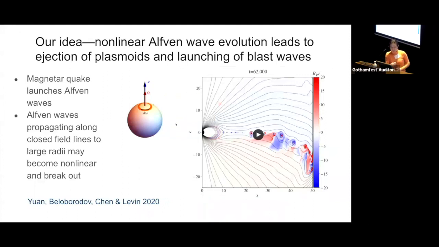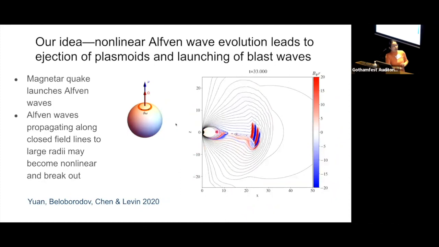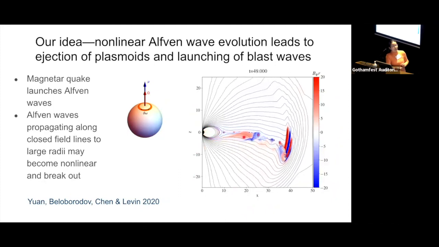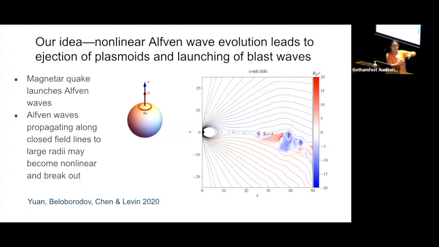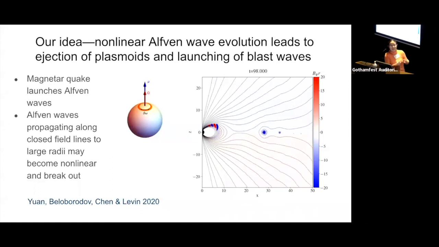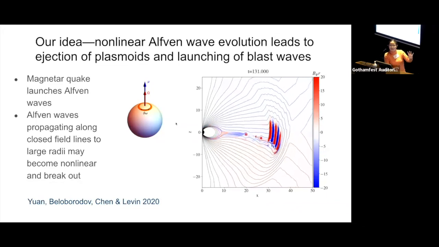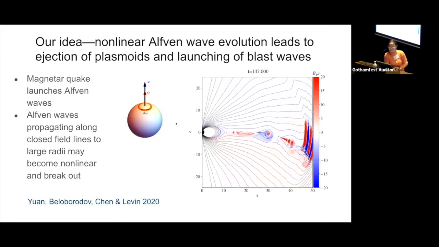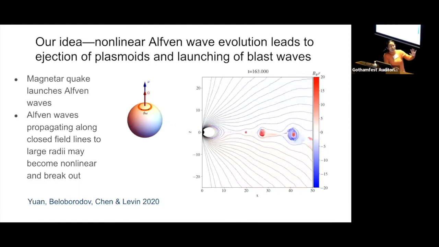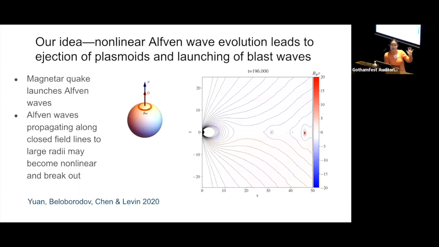The interesting thing about these Alfvén waves is that they carry energy, and they can carry energy to large distances. We find that, for example, the Alfvén wave here can move along the magnetic field lines and then become nonlinear at some points. And this becomes an ejecta that contains a lot of energy that moves out from the magnetosphere of this magnetar. So basically this nonlinear breakout of the Alfvén wave launches an ejecta into the magnetar wind. As the ejecta moves out into the surrounding media of the magnetar, it can launch shocks.